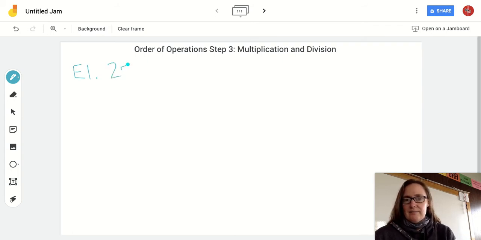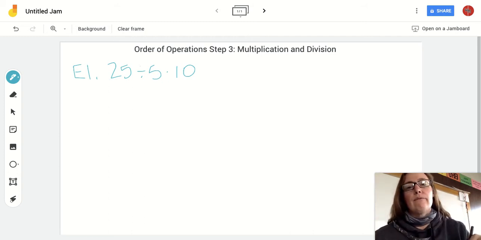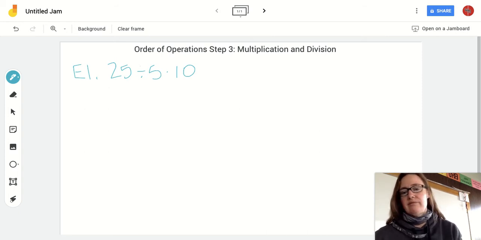25 divided by 5. Ooh, that's a division sign. Times 10. And remember, the elevated dot means multiplication. So a lot of students would first say, oh, I know 5 times 10. I'm doing that one first. And then they'd try to do 25 divided by 50, and they'd get 1/2. And that wouldn't be correct. So start over at the left and just start moving to the right.